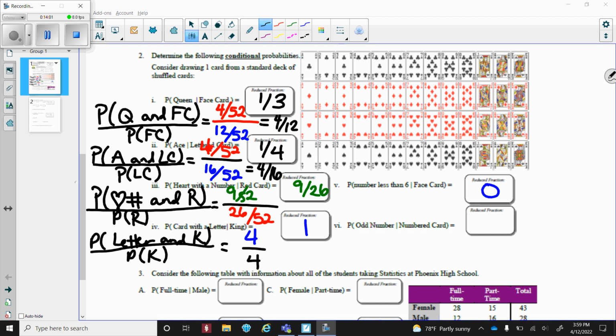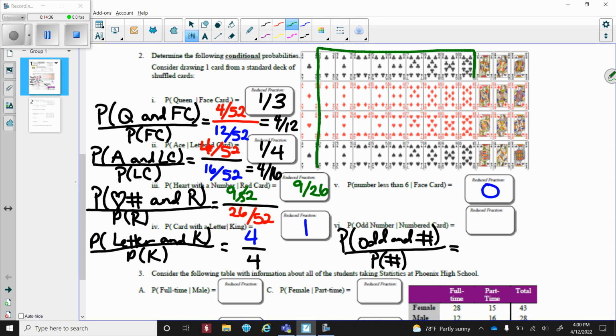And for our last one here, we have the probability that an odd number is pulled given that you're pulling a numbered card. So let's think about what our given is. Probability of an odd and numbered divided by the probability that it's numbered. So I need to know my denominator, how many numbered cards there are. The numbered cards actually have numbers on them. So that's 2 all the way up through 10.